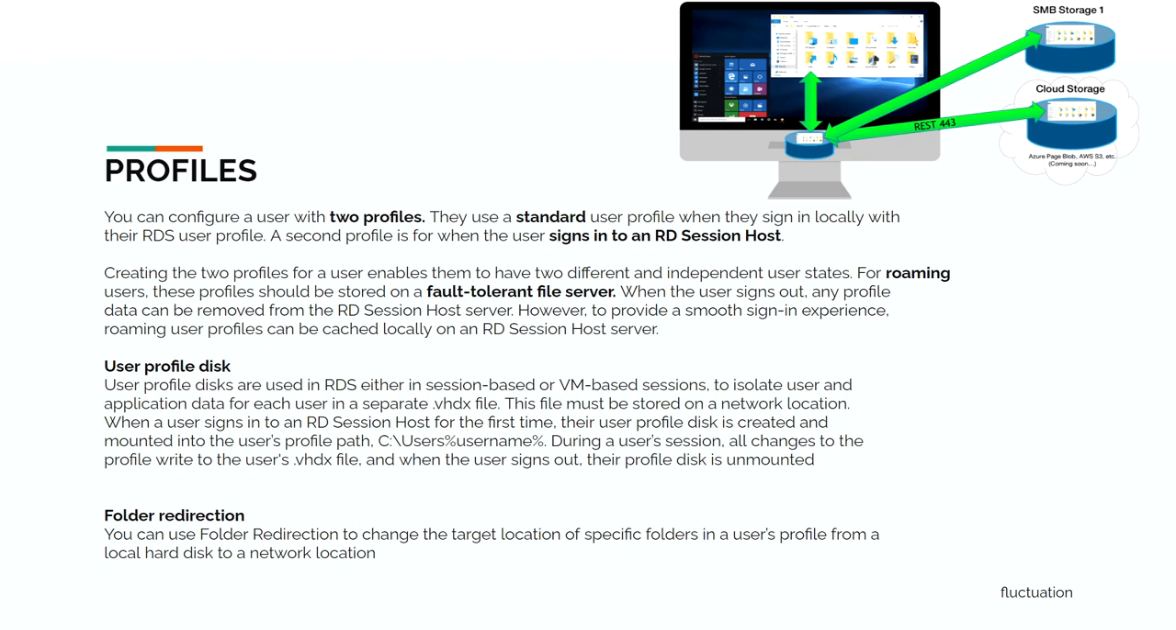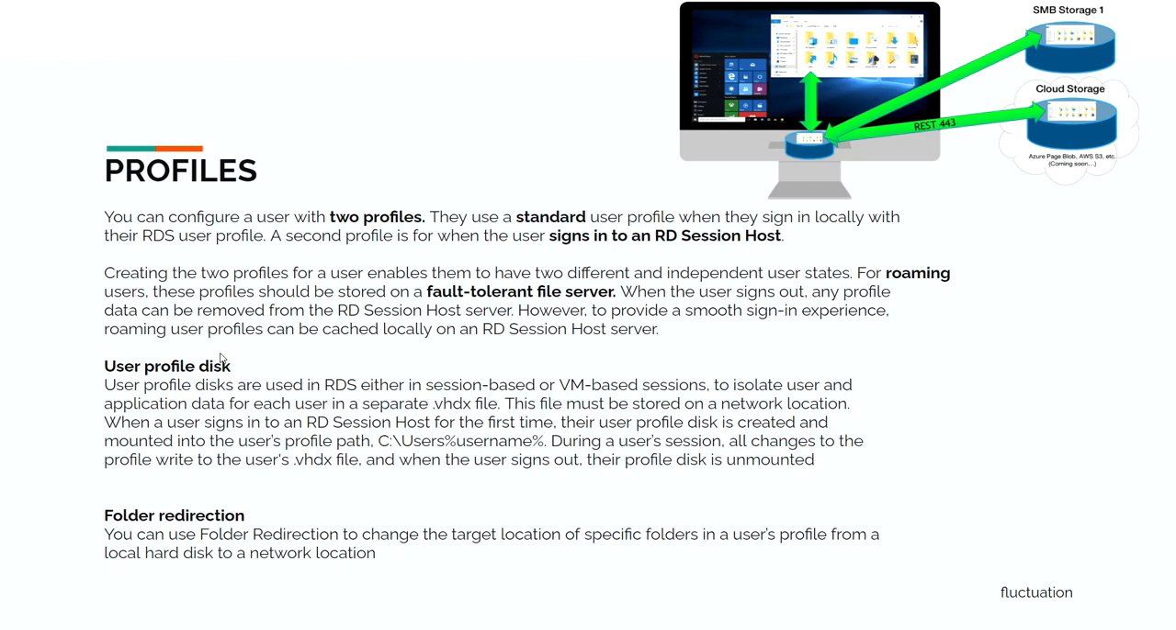Okay, so let's talk about profiles. The profile is very important because it's where all your data is saved. You can use a standard user profile when users sign in locally, and an RDS user profile. A second profile is for when users sign in to the RDS session host. Creating the two profiles enables them to have two different and independent user states. For roaming users, this is the most important: these profiles should be stored on a fault-tolerant file server. When users sign out, any profile data can be removed from the RDS session host server. However, to provide a smooth sign-in experience, roaming user profiles can be cached locally on the RDS session host.